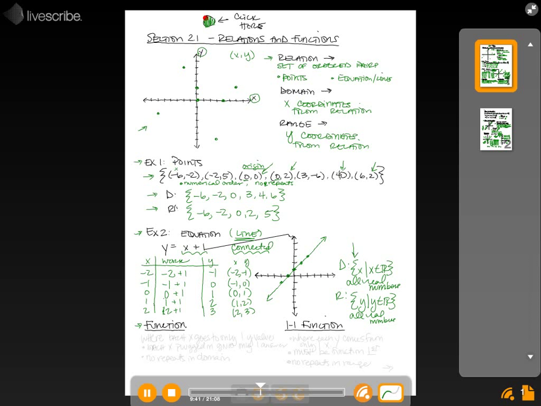Alright, next thing we're going to talk about is what a function is. And the formal definition for a function is where each x goes to only one y value. That's the formal definition. What that means is that each x you plug in gives only one answer.